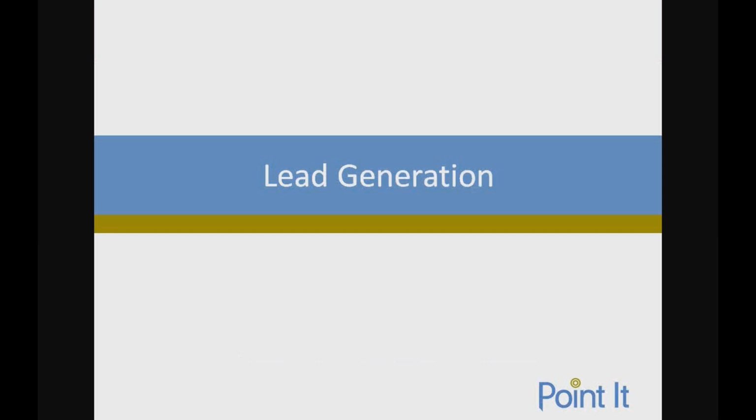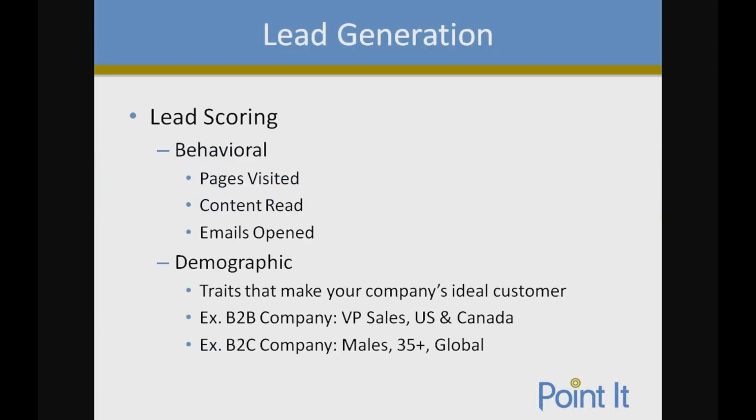So now we'll go into a little bit about lead generation and marketing automation's impact on lead generation. The biggest piece of lead generation with marketing automation is lead scoring. So there's two components to lead scoring. Behavioral scoring is based on that reverse IP lookup that we've talked about, telling you the pages that a user's visited, the content that they've read, the emails that they've opened, any behavior that they've had on your website. Then demographic, or some people call it firmographic scoring, is based on the traits that make up your company's ideal customer.